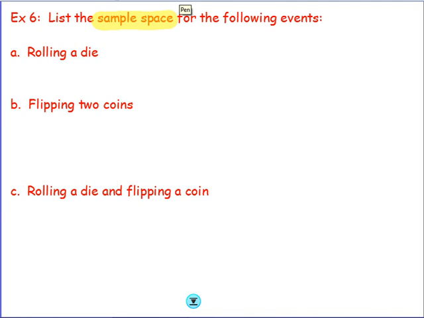First one's pretty easy. You're rolling a die. You have one die in your hand. You roll it. What are all the sides of the die? They are 1, 2, 3, 4, 5, and 6. You are expected to make a full list. You cannot say 1 through 6. You have to list them out.